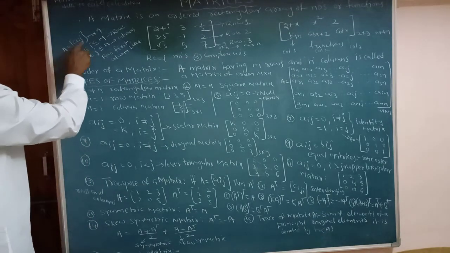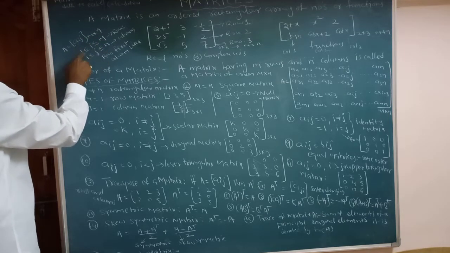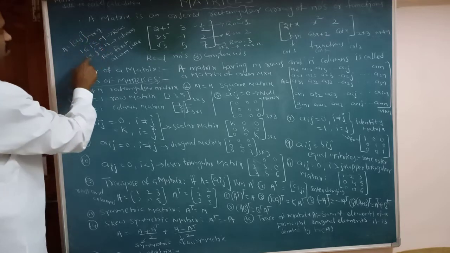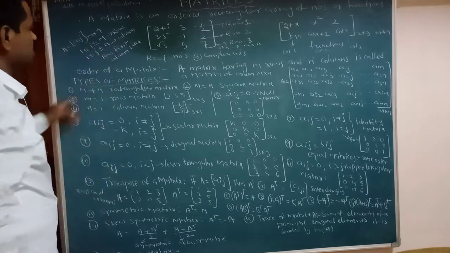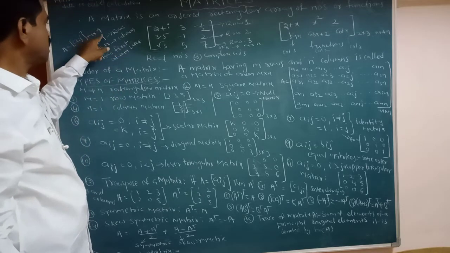Here A is an m by n matrix. Here i lies between 1 to m, that is 1 less than or equal to i less than or equal to m. Here 1 less than or equal to j less than or equal to n. Here i is the rows and j is the columns. First the rows and second the columns.